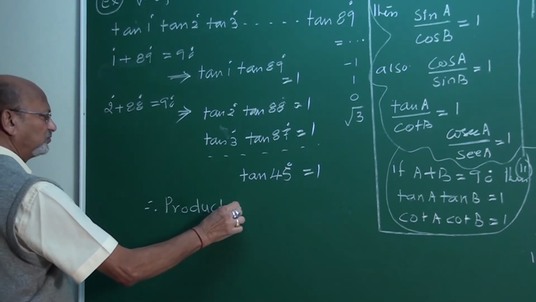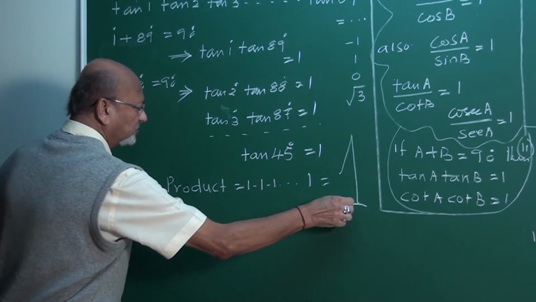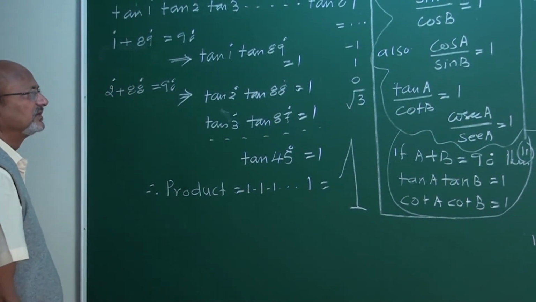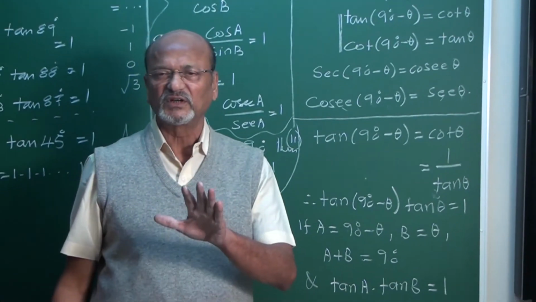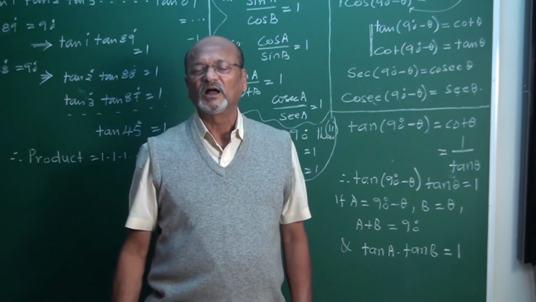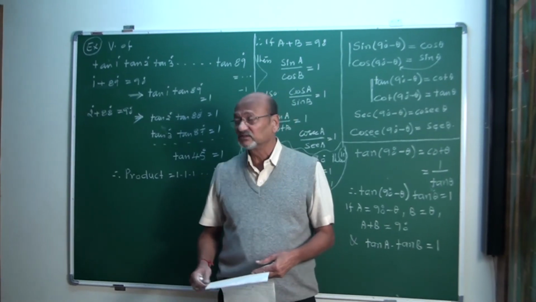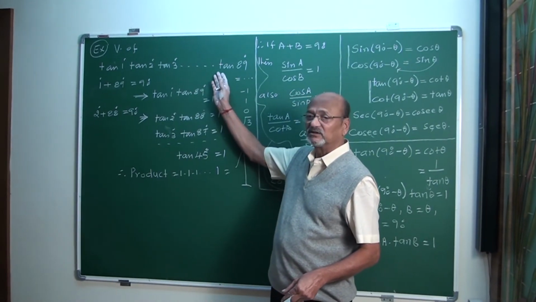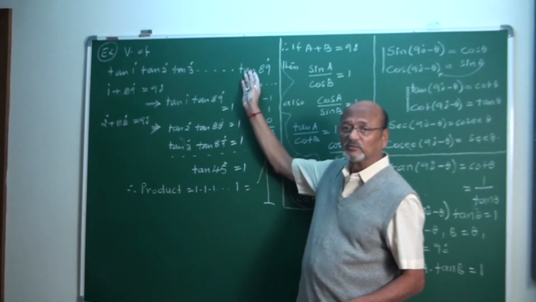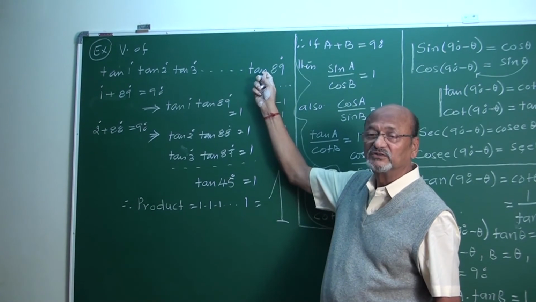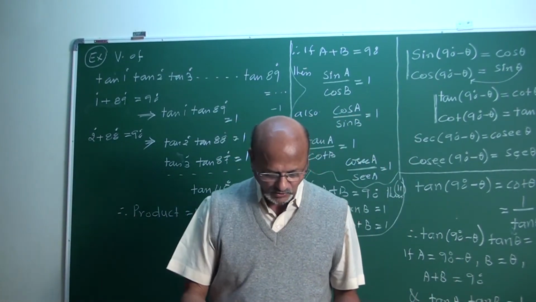Entire product is what? 1 into 1 into 1 and so on, 1. So the answer, my friends, is 1. See how useful it is. If you know these things at this level, you can also come to know what kind of CET examples there are. My friends, it is a very good example of CET, copied either from the book or directly from the CET question paper. This is one example. I hope it is clear.